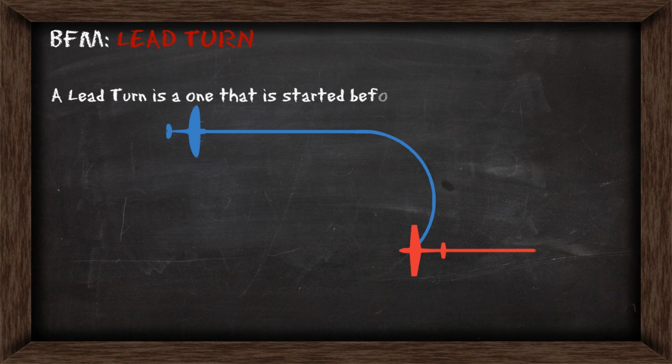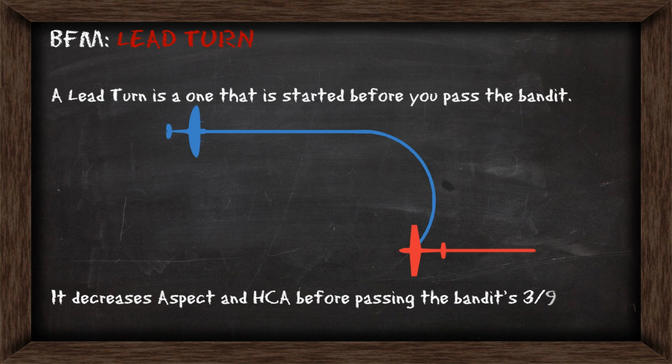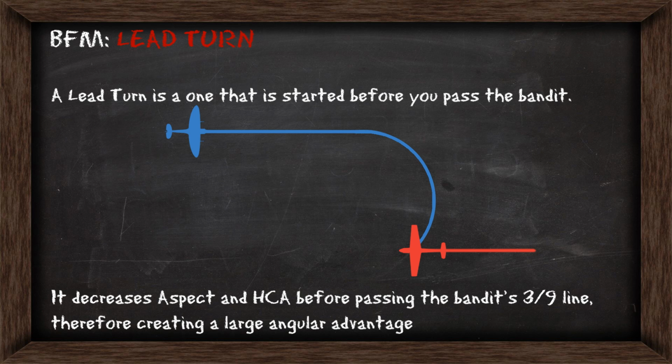A lead turn is one that is started before you pass the bandit. It decreases aspect and heading crossing angle before passing the bandit's 3-9 line, therefore creating a large angular advantage.